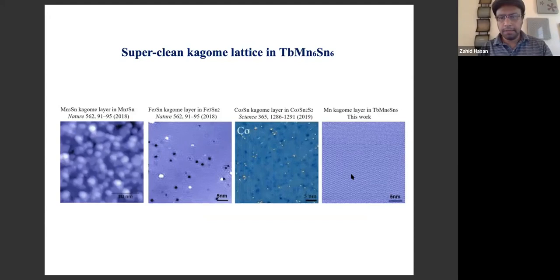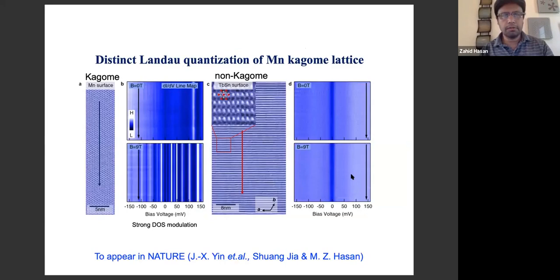So let me show you some of the data. This is an STM line cut on the manganese surface. As I said, there's no other additional atom in the Kagome plane, so it's a very clean system. In the dI/dV line map, when we apply a field, we clearly see a dramatic modulation of the DOS, the density of states, and we clearly see these sharp levels. This sample has other cleavage surfaces, and when we go to non-Kagome, we don't see that. Maybe the quantization appears at higher field. But we are interested in Kagome for now, and clearly we have signal there.